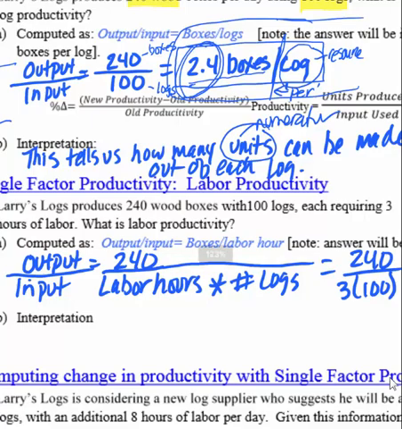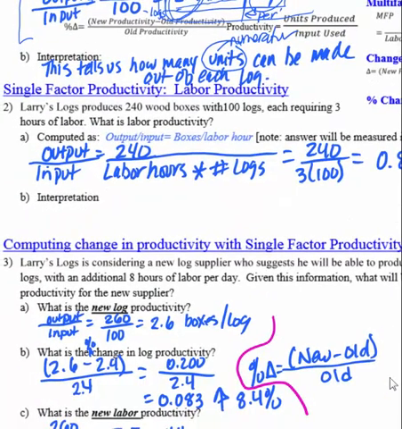So now let's move on down to this next problem. Same idea, we're still at Larry's logs. He's still making 240 wood boxes, but this time it's telling us the labor productivity that's required. So in this case we've got 240 wood boxes made with 100 logs, but we're not really interested in the logs as much as we're interested in the labor.